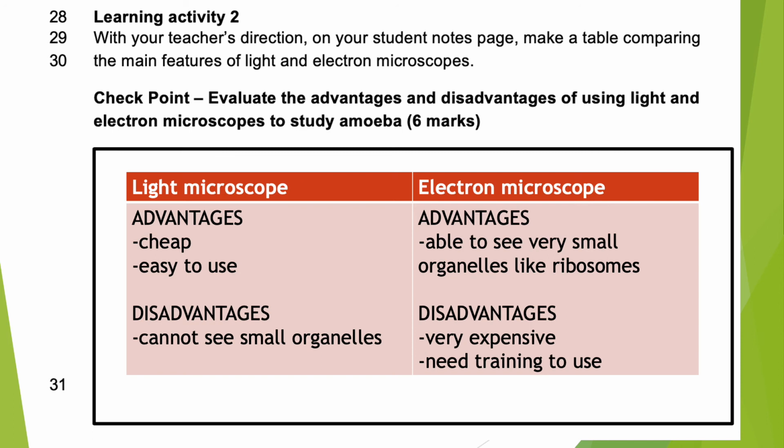One of the disadvantages of a light microscope, as we mentioned before, is you don't get that magnification, you don't get that resolution, so you can't see very small organelles. I'll give you an example right now. All cells in plants and animals have ribosomes, which are the site of protein synthesis. With a light microscope, you would not be able to see a ribosome. They are too small, too tiny, even though there are lots of them in the cell.